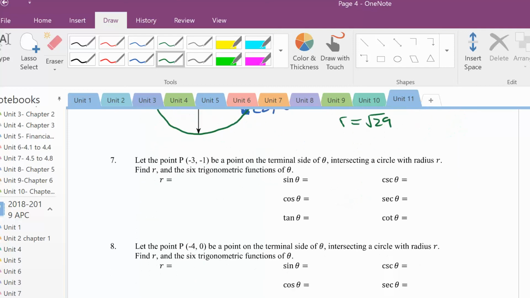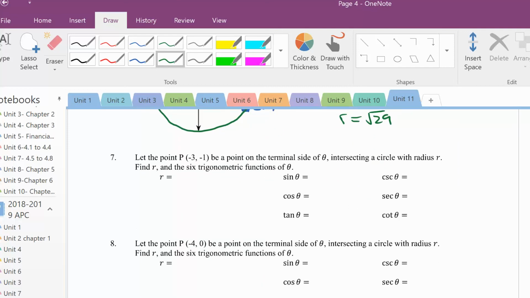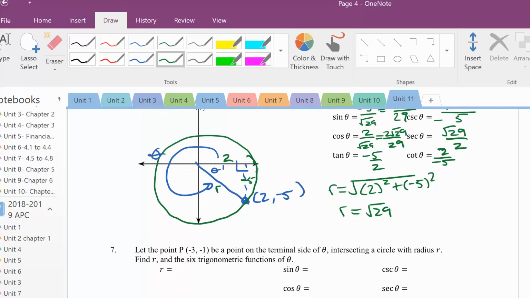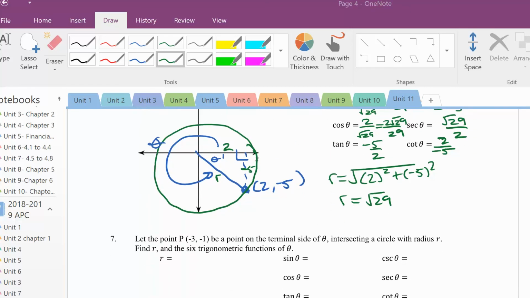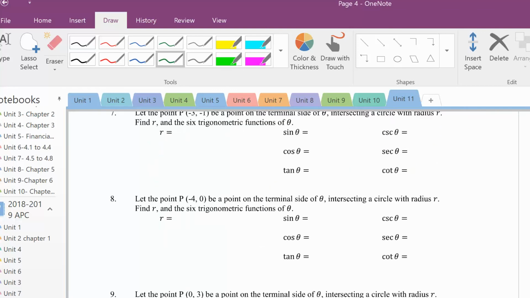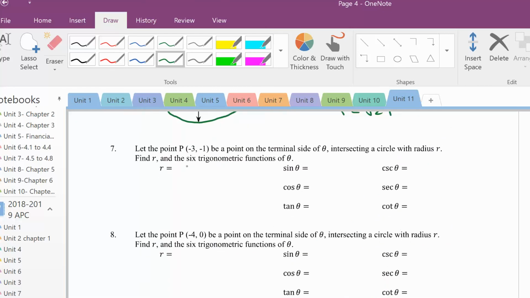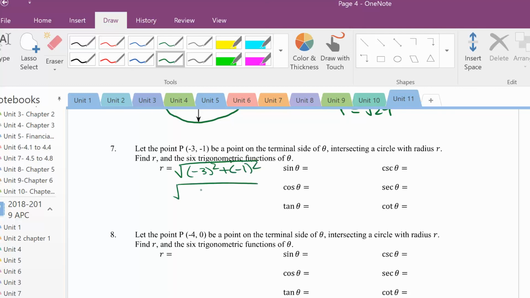Number 7. Now, with these, you don't even have to draw the pictures. The first thing you want to do is find R. So you just go square root of -3 squared plus -1 squared. So 9 plus 1 is rad 10.